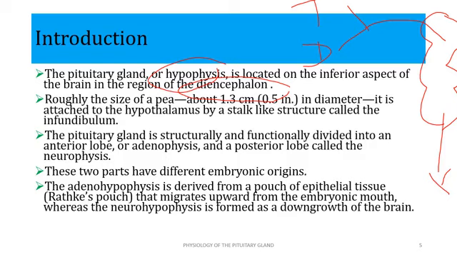That's why we say the pituitary gland, or hypophysis, is a gland which is found in the inferior aspect of the diencephalon. Roughly, the size of the pituitary gland is about 1.3 centimeters. It is very small, and it is attached to the hypothalamus by a pituitary stalk. This pituitary stalk is known as the infundibulum.